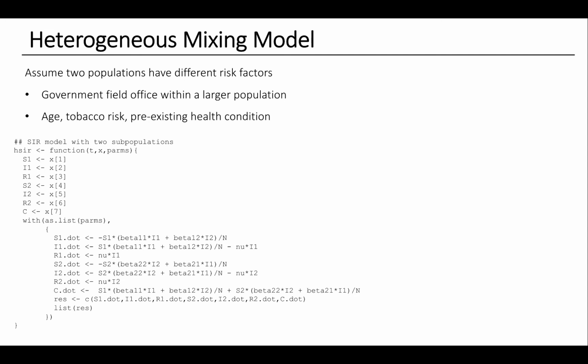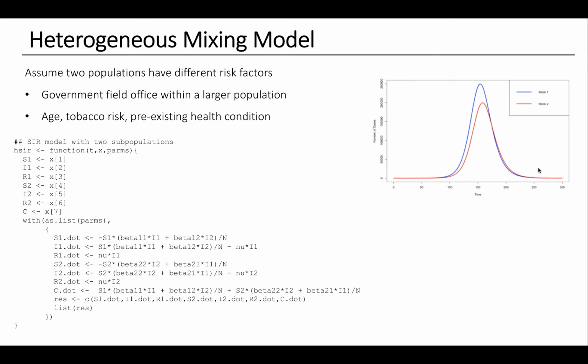So, here is some R code, and you'll see that S1, I1, R1 stands for the SIR for population 1, and then we have S2, I2, R2 for population 2. If you just model the number of cases, we've modeled that there's a certain transmission rate within population 1, the same one within population 2, but then there's a different rate of contact between population 1 and 2 or between 2 and 1. So you'll see slightly different curves based on those two different populations.